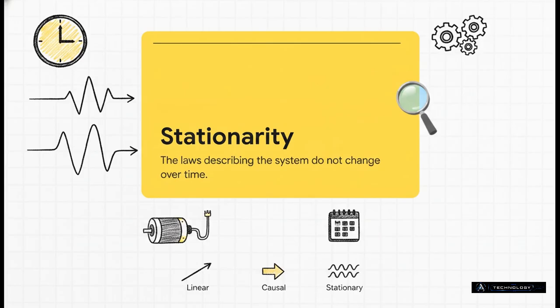Literally, if you delay your input by 5 seconds, the exact same output will occur, just delayed by 5 seconds. It means the underlying physical laws governing our system don't spontaneously change as the clock ticks forward. A motor is going to behave the exact same way on Tuesday as it did on Monday. So just to recap, we are looking for systems that are linear, causal, and stationary.